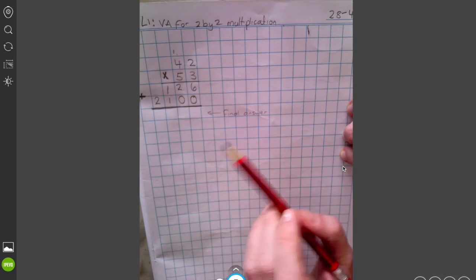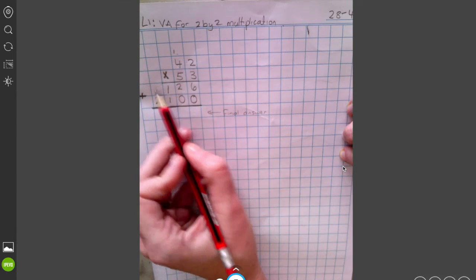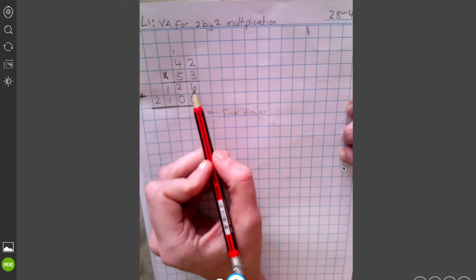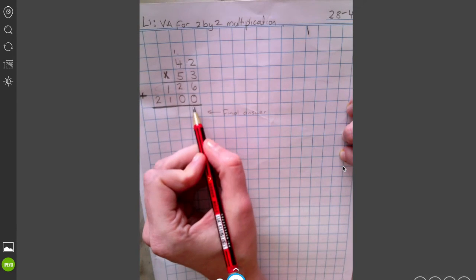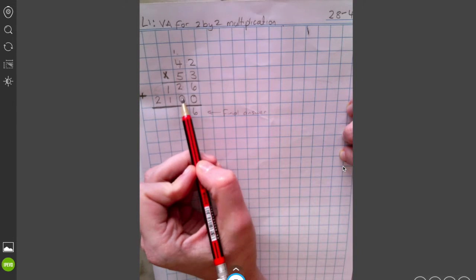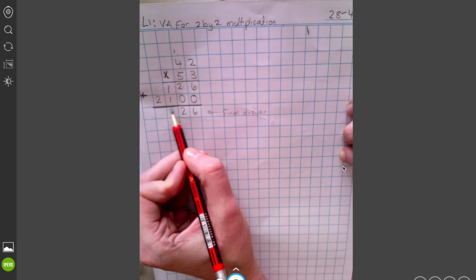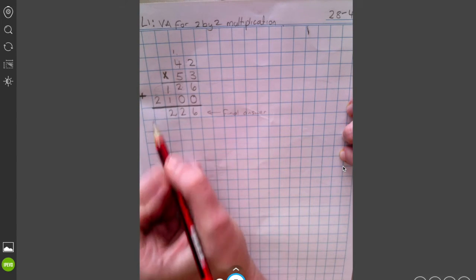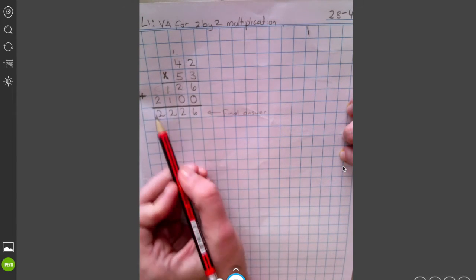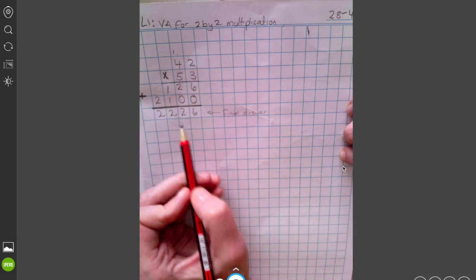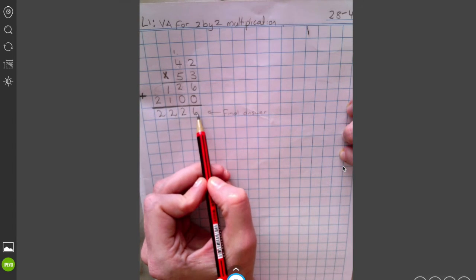All right, so now we're going to find our answer by doing an addition. So we're going to add this to this. So we're going to go 6 plus 0 is 6. 2 plus 0 is 2. 1 plus 1 is 2. And 2 and nothing is 2. So that is our final answer, 2,226. I'm going to show you another few examples of how to do 2 by 2 digit multiplication.